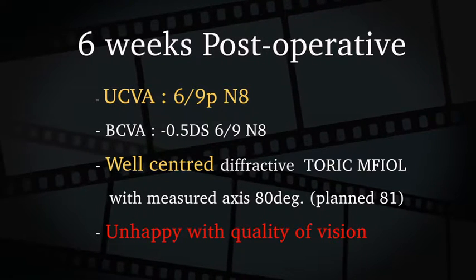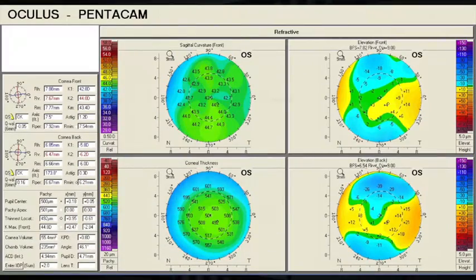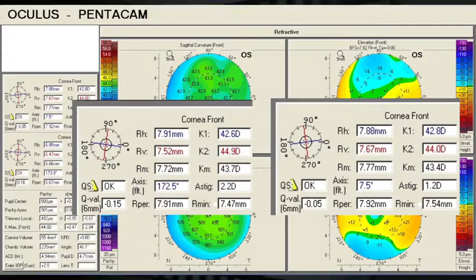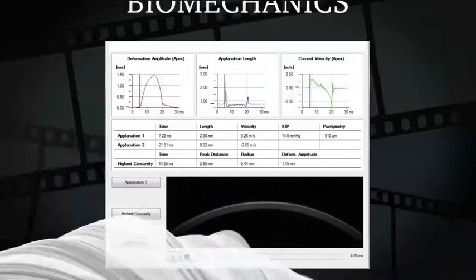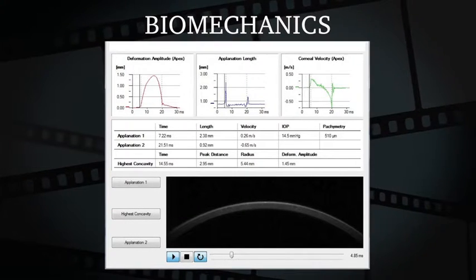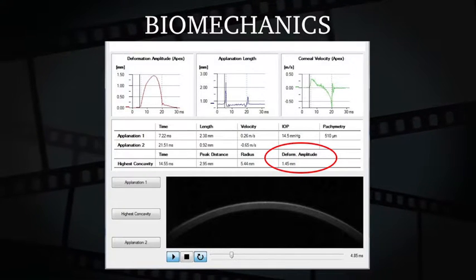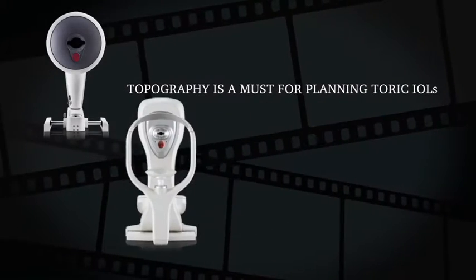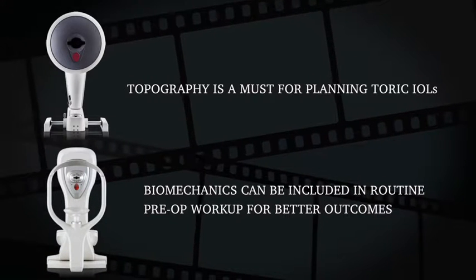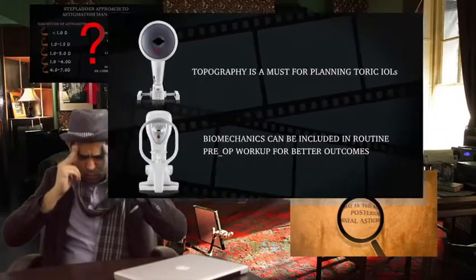However, the patient was still unhappy. Residual cylindrical astigmatism of 1.2 diopters was seen post-operatively. On seeing the biomechanics of this patient, the deformation amplitude was at a higher side, that is 1.45, showing weaker biomechanical strength of the cornea. Looking at this example, we can thus infer that biomechanics also plays an important role and should be included in the pre-op workup of toric IOL planning.